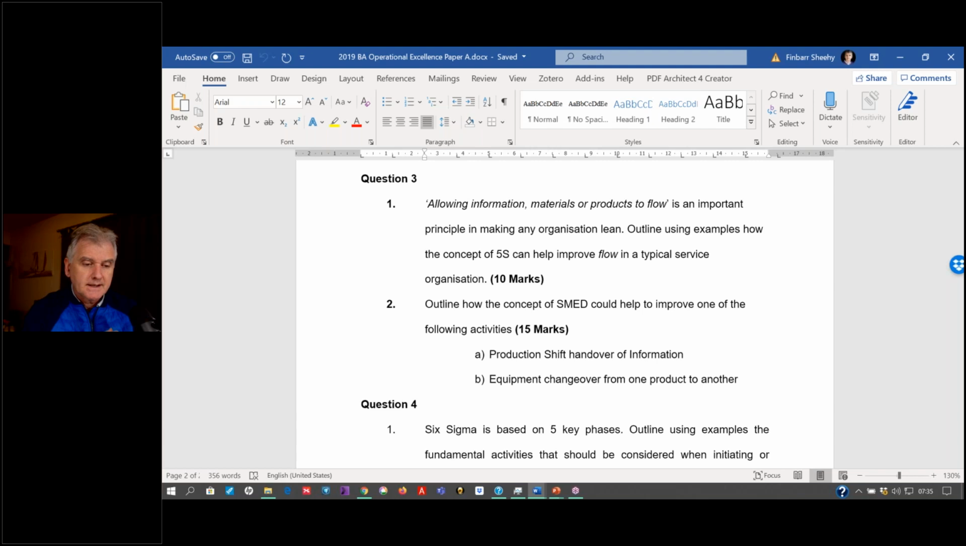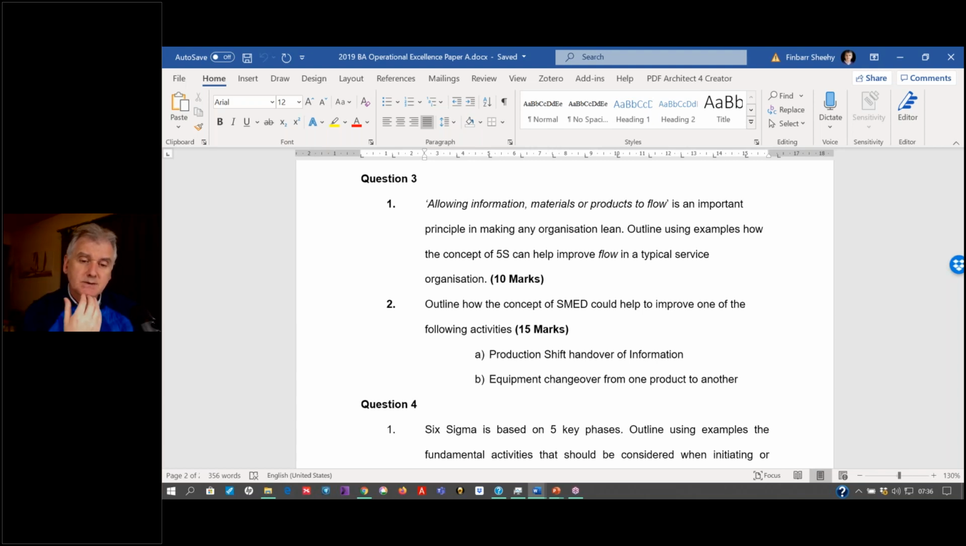Outline how the concept of SMED could be used to improve one of the following. Again, I'm giving you a choice here. Production shift handover of information in any industry or anywhere. Equipment changeover from one product to another. So, in this case, what you might even do is just give a simple example. So think about SMED. What do I need to do beforehand? What do I need to do during that interaction, during that downtime? What can I do afterwards, for example?